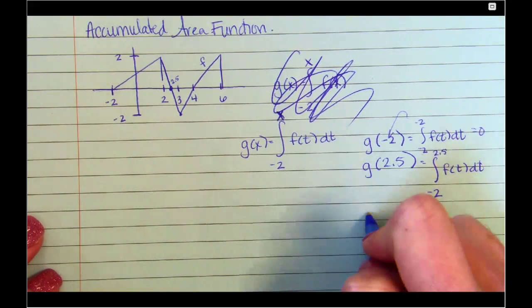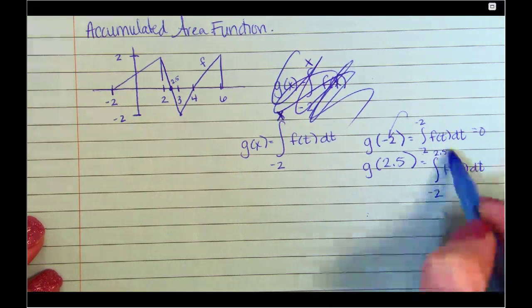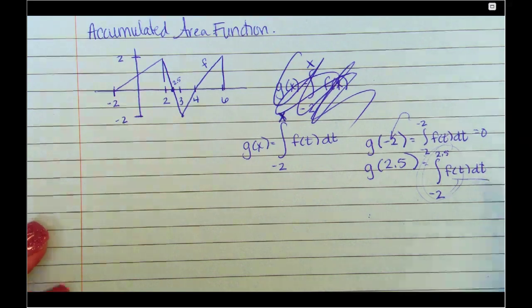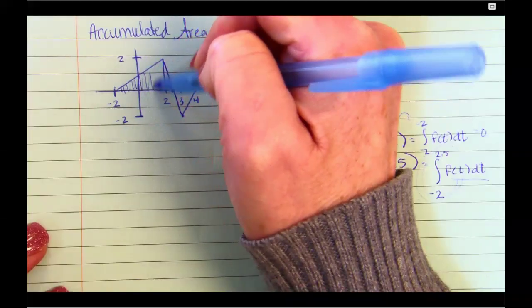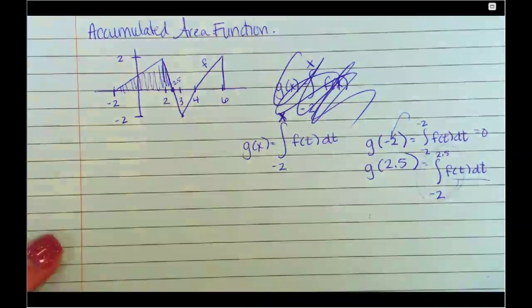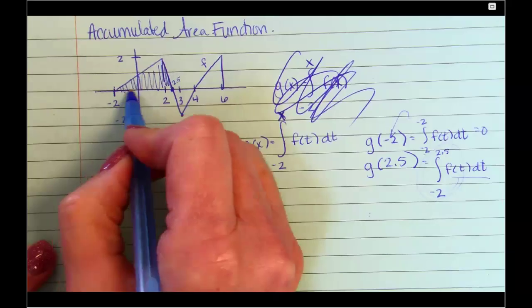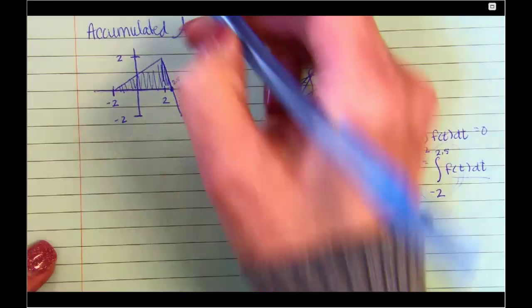You guys, this is a definite integral. Back to the definition: a definite integral is the area under the curve. So this is the area from -2 to 2.5. It's a triangle. What's the area? 4.5. Yep, it's 4.5. The base is equal to 4.5 and the height is equal to 2.